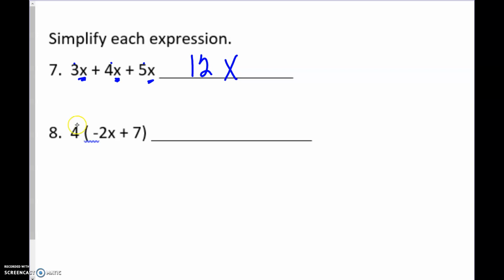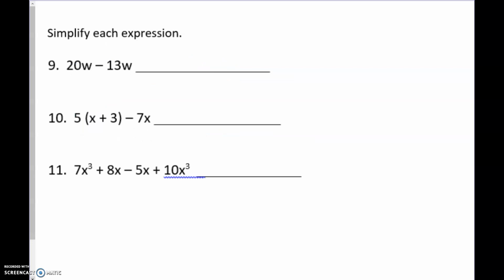Number 8 wants us to do the distributive property. So we are going to take 4 times -2. So we have a -8x. And then we take 4 times 7. So remember, you're multiplying. And we get 28. So we get -8x plus 28. All right, combining like terms, simplifying each expression. This has a W and this has a W. So 20 minus 13 is 7, and then keep your W.